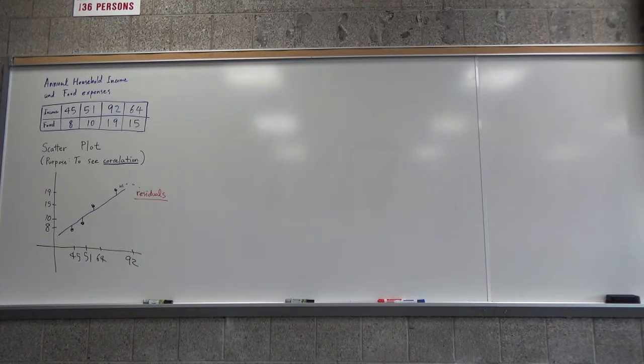Okay. And when you say the line of best fit, it means that you're trying to come up with a line that has the least amount of residuals. And the formal definition is that you want it so that the sum of squares of these residuals is minimized. And the reason you want to square it is because some are negative and some are positive.